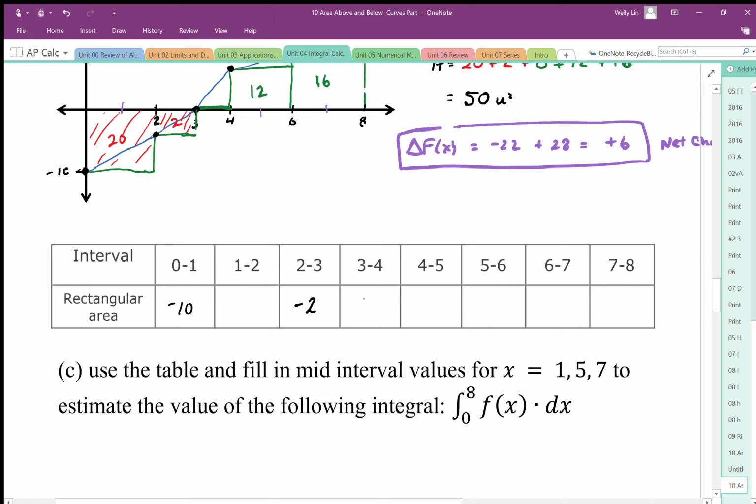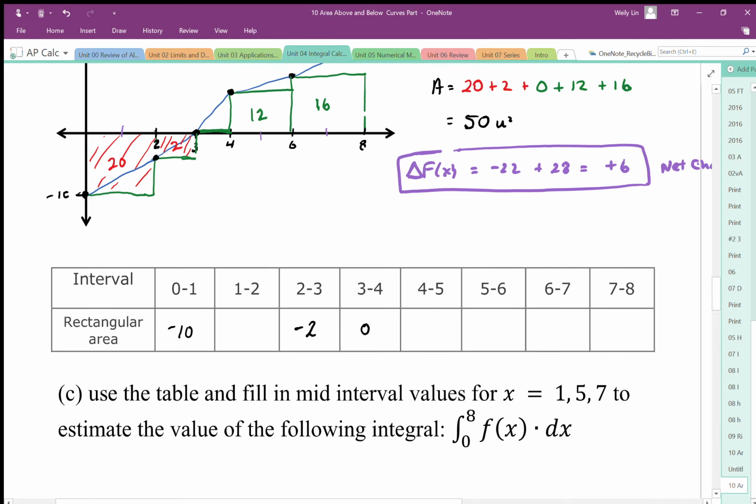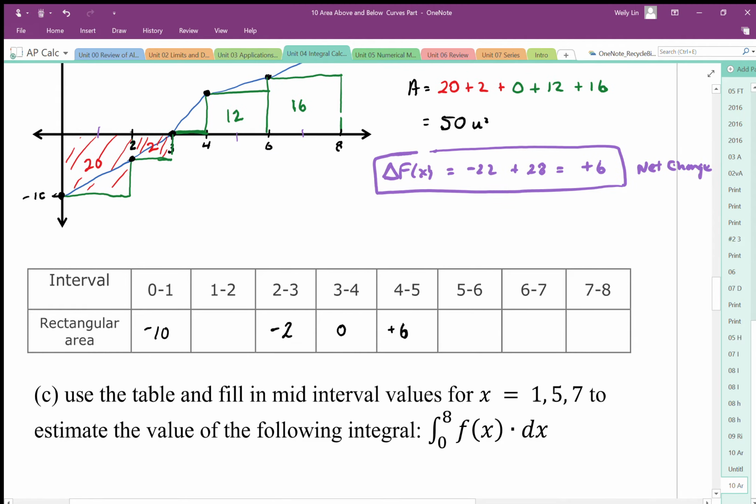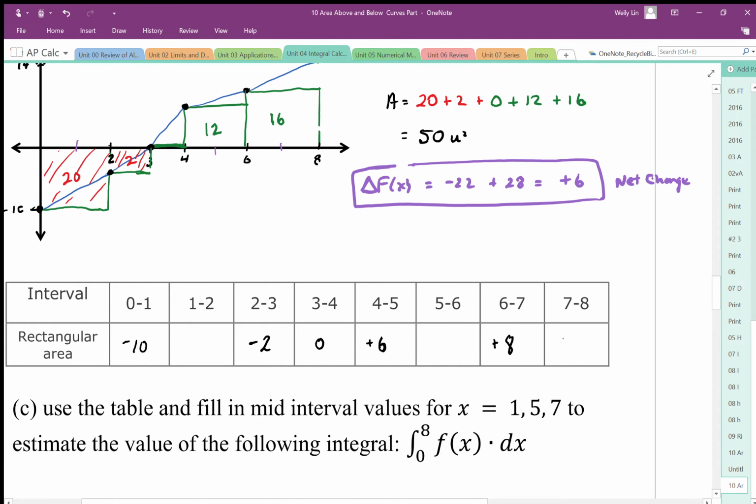From 3 to 4, the height is 0, so we can have displacement of 0. From 4 to 5, the left edge height is 6, and we're going to have a width of 1, so we're going to have a displacement of +6. For 5, we do not have a right edge area, so we're just going to skip that for now. For 6, we have a left edge area of 8, and so the displacement for that interval is going to be +8. And again, for 7, we don't have a left edge for that value of 7.